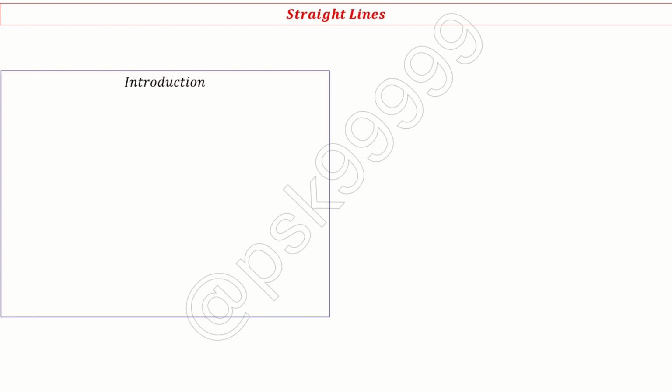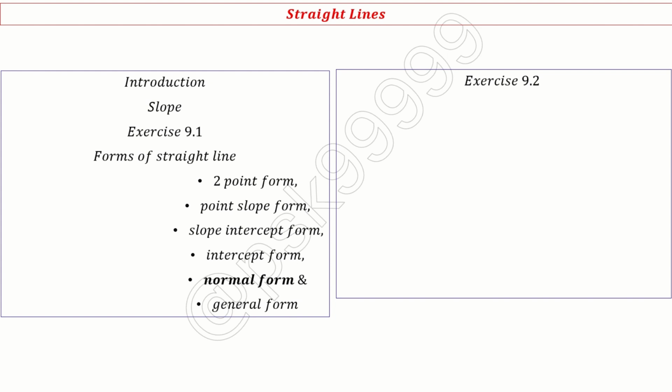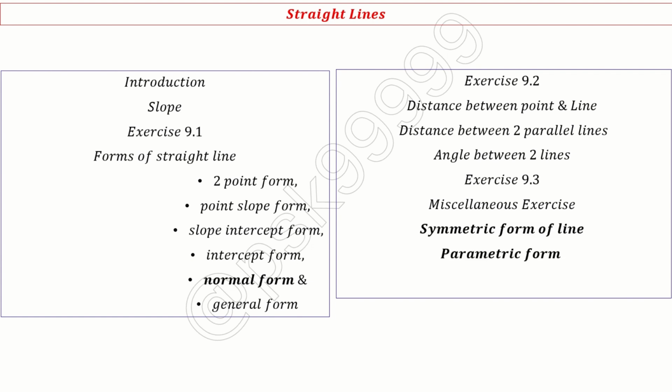What we are going to learn here is introduction, slope, and exercise 9.1 of the NCERT book. Then forms of straight line: we have 2-point form, point slope form, slope intercept form, then normal form and general form. We also do exercise 9.2 and learn the distance between a point and a line, distance between two parallel lines, angle between two lines, some more exercises and a miscellaneous exercise. We also learn the symmetric form of a line, parametric form, and condition for concurrency of lines.